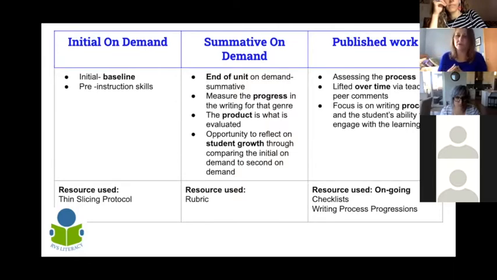How am I going to support that work? I'm going to use these ongoing checklists and the writing process progressions to support me in making those sorts of decisions. And really, what's important about this is, again, the focus has changed. So I'm celebrating process, not product, with the published piece, but I am celebrating it. And tomorrow we'll spend a little bit of time talking about what those celebrations could potentially look like.